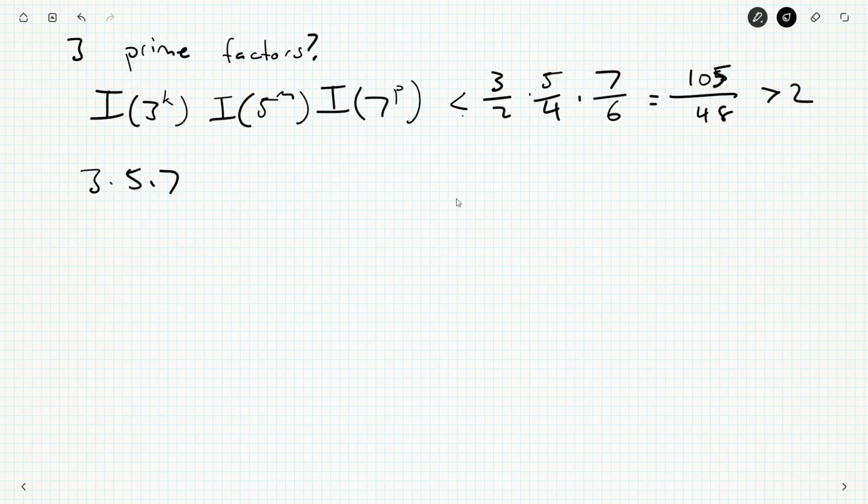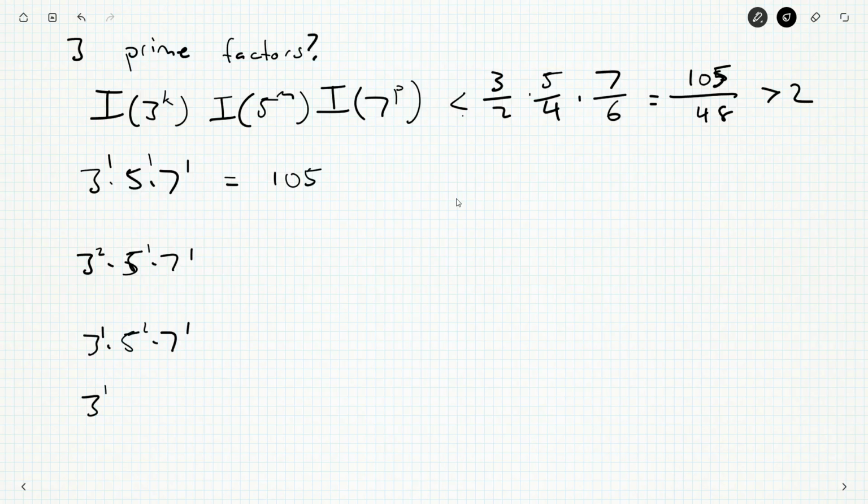3, 5, 7, so this would just be 1s everywhere, is 105. 3 squared, 5 to the 1, 7 to the 1. 105 isn't exactly this one, but we'll work a couple out. So we'll work a couple of these out and get a sense of how our numbers are actually doing.